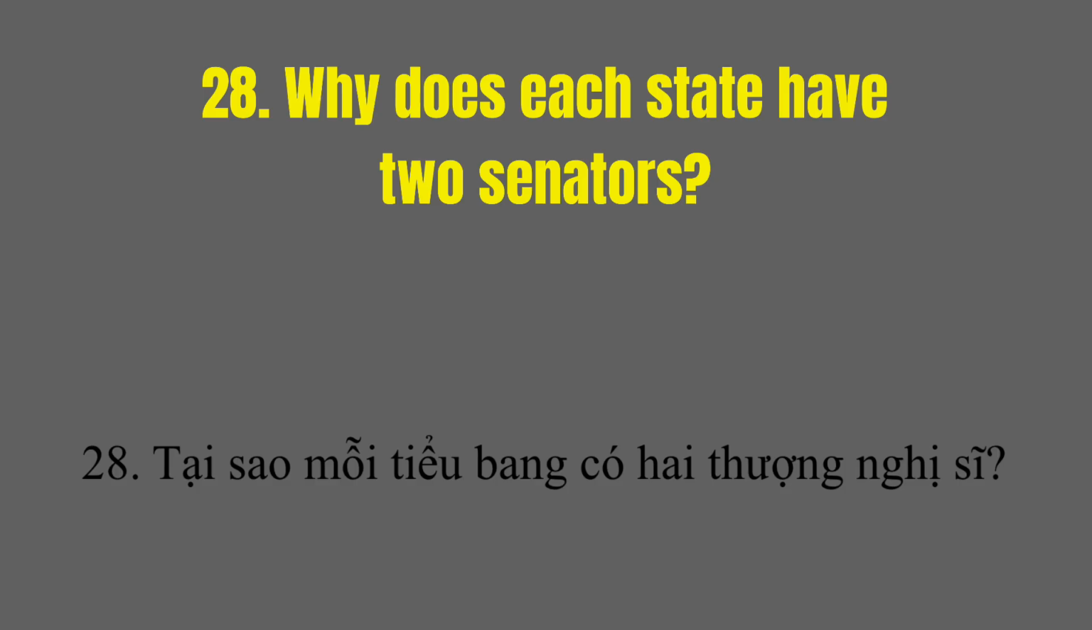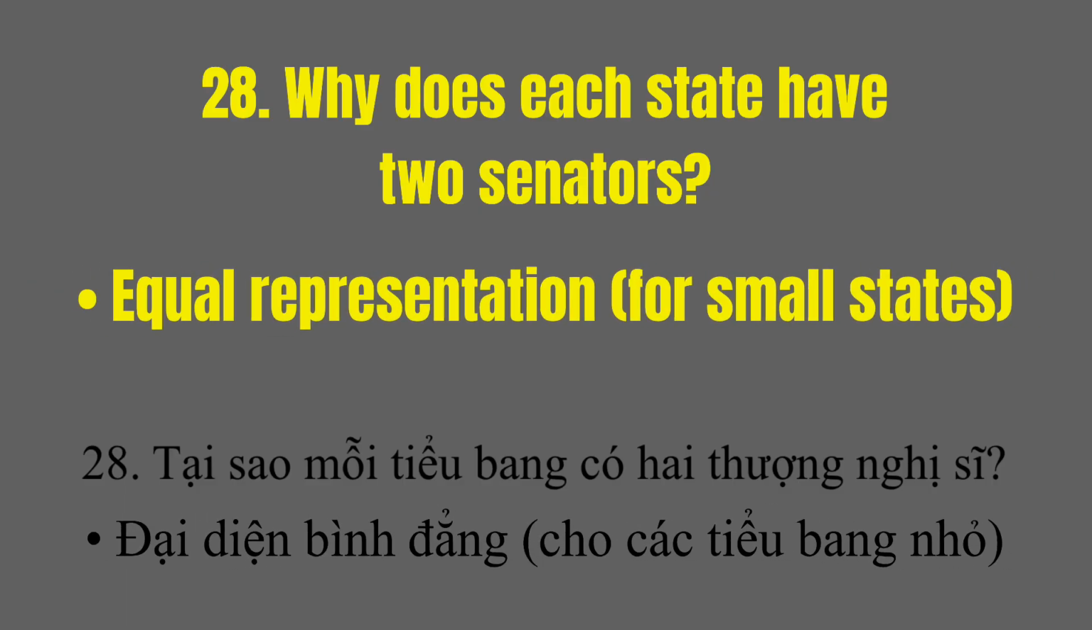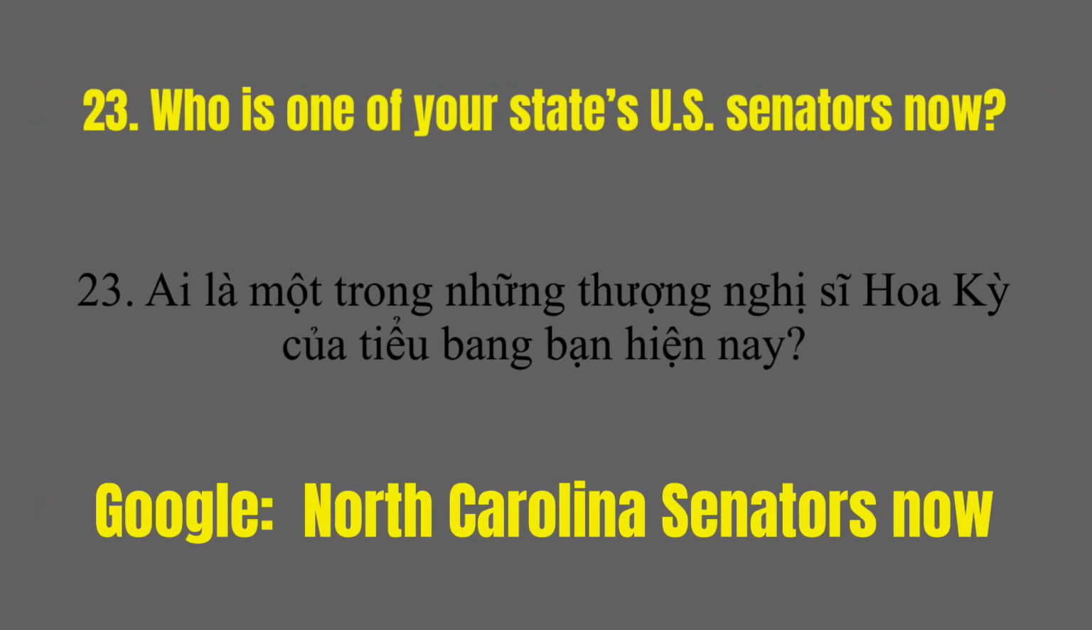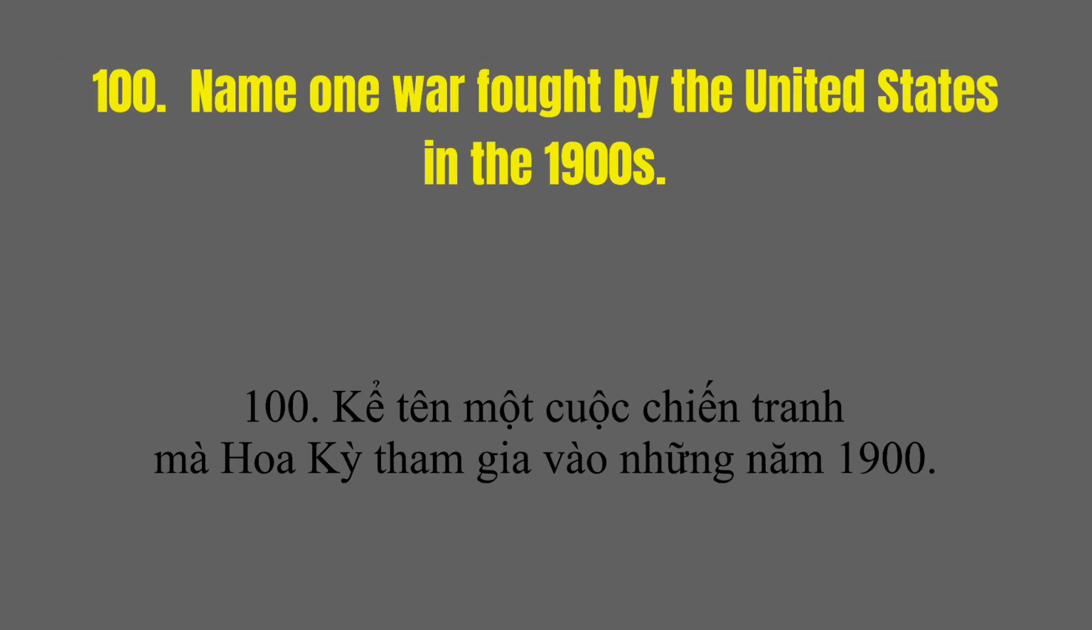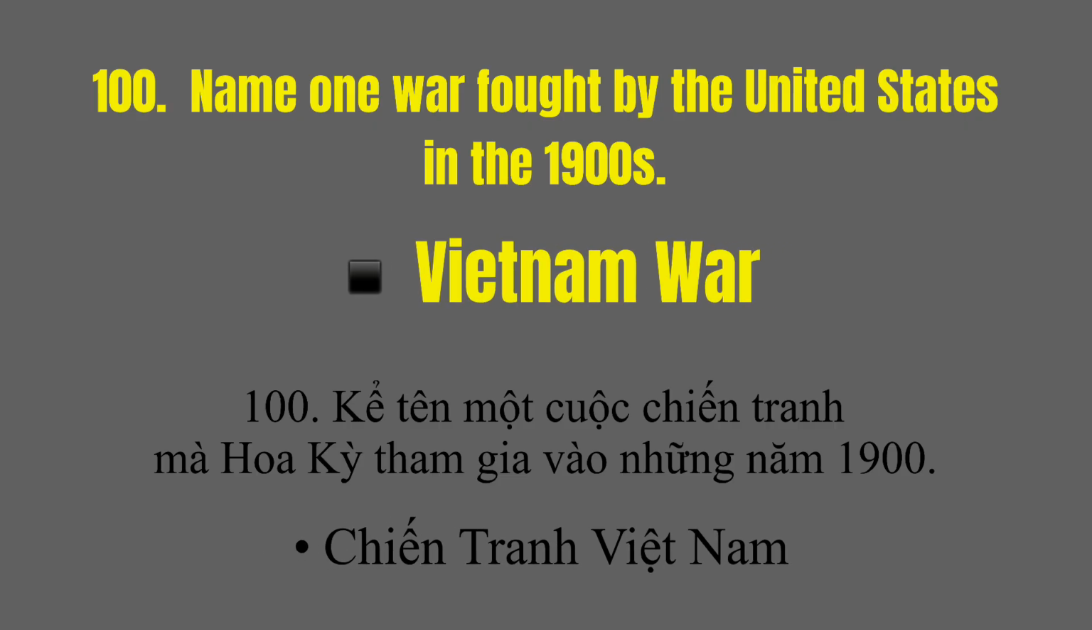Why does each state have 2 senators? Equal representation for small states. Who is one of your state's U.S. senators now? Tom Tillis. Ted Budd. Name one war fought by the United States in the 1900s. Vietnam War.